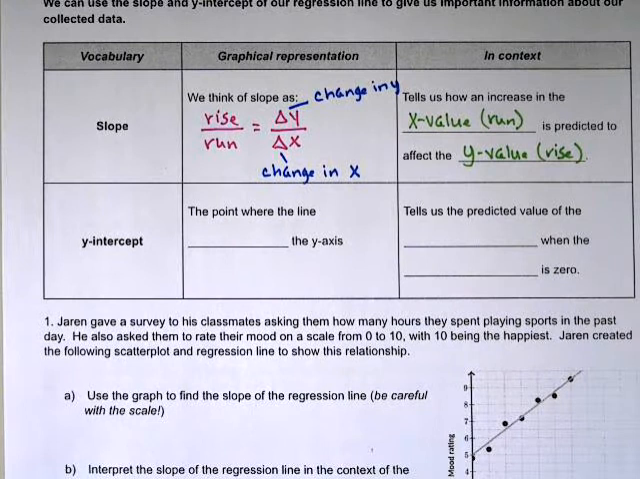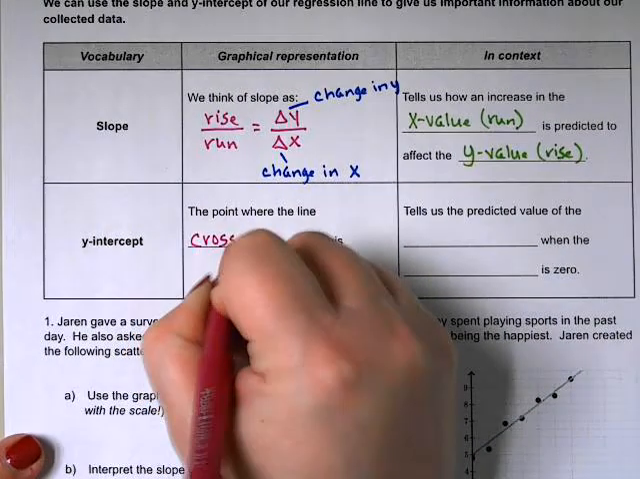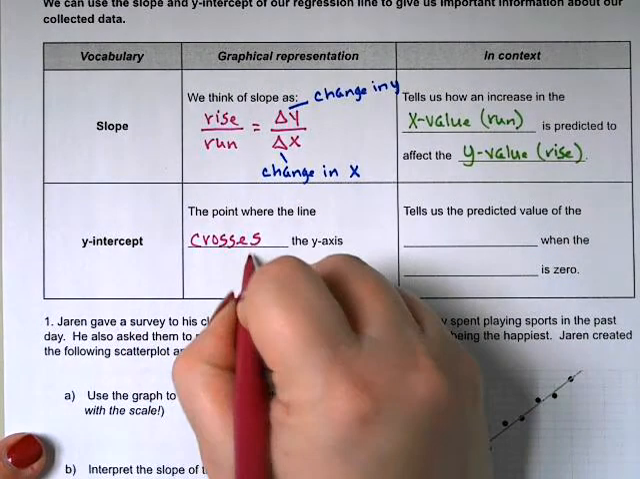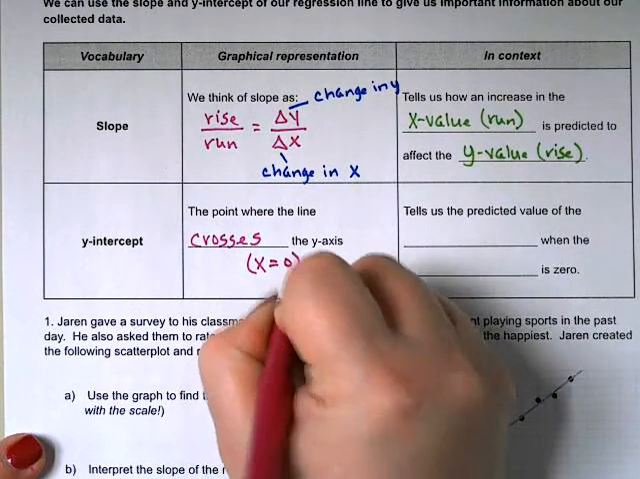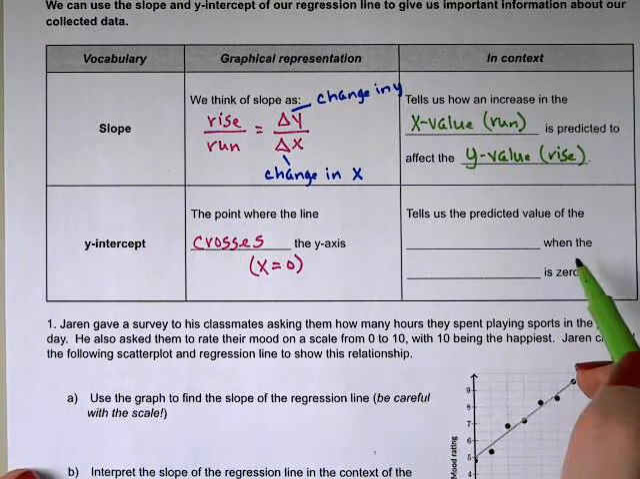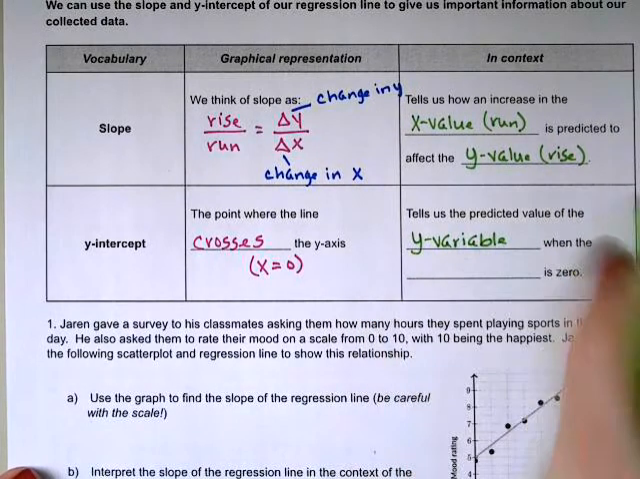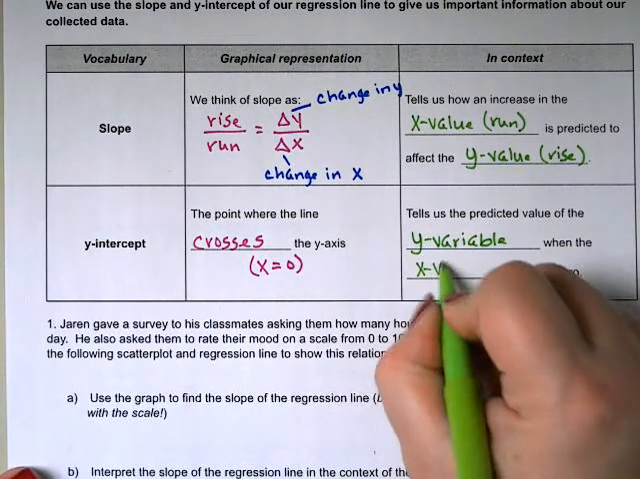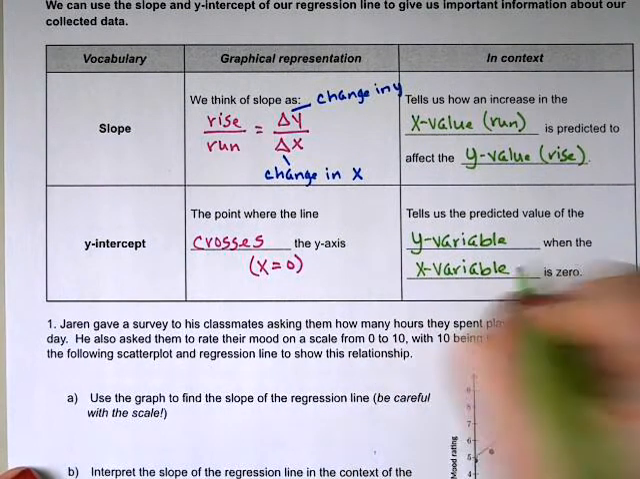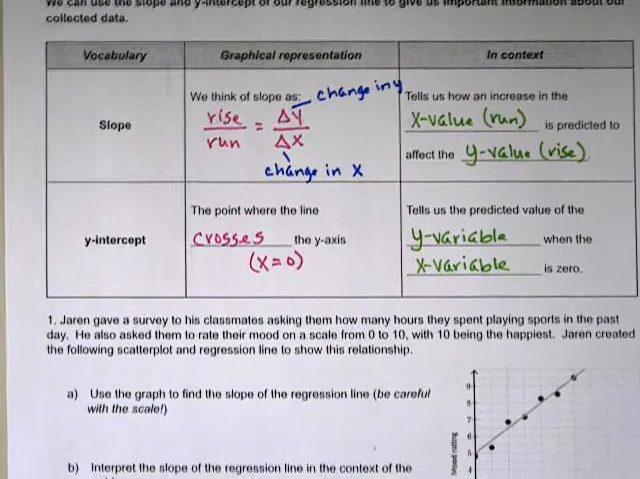Then let's talk about the y-intercept. So we know that the y-intercept is the point where the line crosses the y-axis. So we know that it's when x equals 0. So in context, this tells us the predicted value of the y variable when the x variable is 0. Again, it makes a little bit more sense when we're actually in context. So let's take a look here.